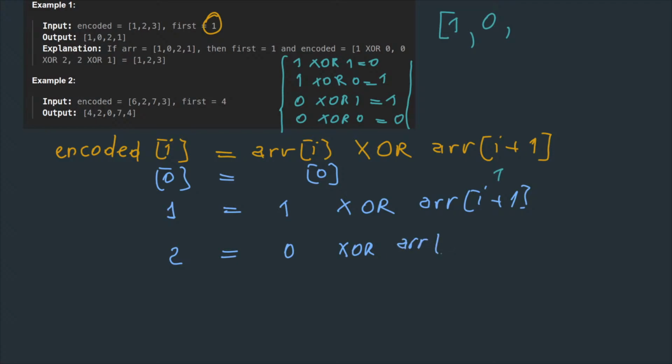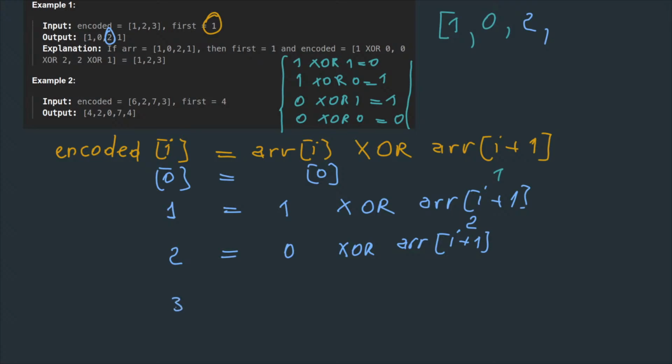array of I plus 1. And in this case, it will be 2 here because I will be 1. What gives 0 XOR, I guess 0 XOR 2 will give us result 2. Yeah, looks like the logic is correct. 0 XOR 2 will give us 2. Then we put 2 here. We've got the next answer.